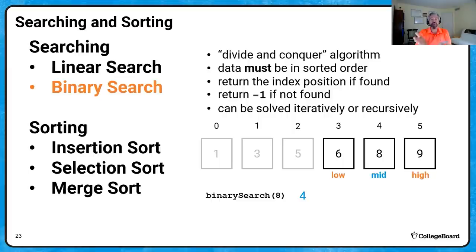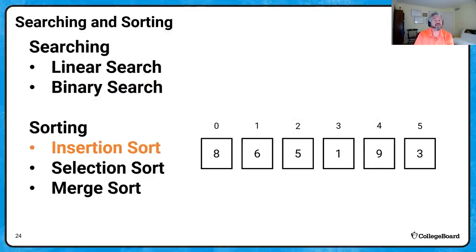And so this algorithm is going to continue until I either find my target value or the walls cross. And as soon as I hit a point where low becomes greater than high, my low index position is higher than my high index position, that means the walls have crossed and I didn't find the value I was looking for. So that's how we know when to stop. Okay. So there's our binary search. We split it in half, split it in half, split it in half until we find it or the walls cross. Let's look at our sorting algorithms.